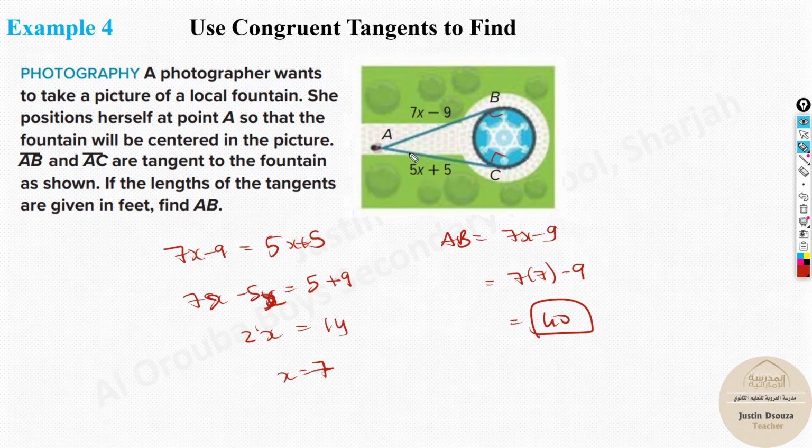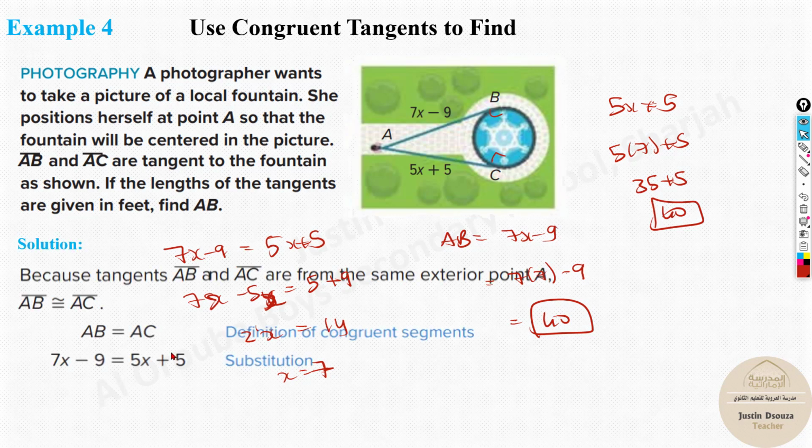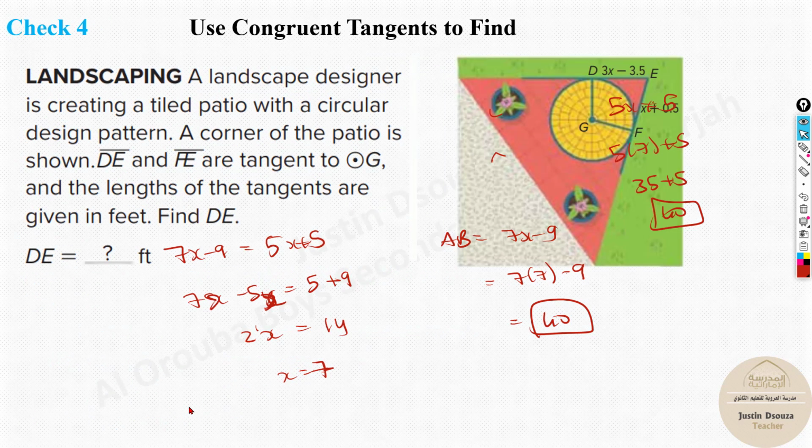Now if you do AC, what happens? You will get the same answer because those two segments are equal, isn't it? So it'll be 5 times 7 plus 5. And look over here, 7 times 5 is 35, and you are adding 5 to it, so it will become 40 itself. So that is the answer. In this case, the answer was 40. X is 7, yes, but we need to find AB as well.